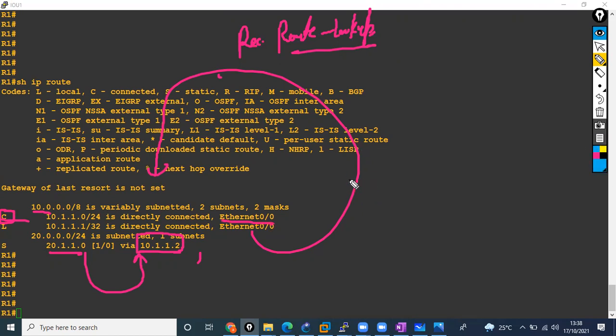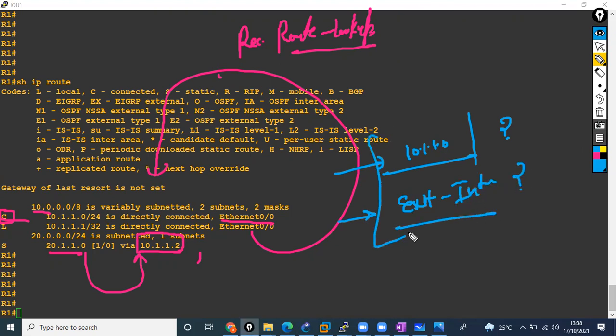So in the second lookup, we got the answer for both things. The question was how to reach the 10.1.1.0 network, whether we have any reachability or not, and the second was where is the exit interface. Both these things were missing in the first lookup. Then in the second lookup, we got to know that yes, there is reachability with the 10 network, and that is directly connected. And reach via E0/0, so you have to take the exit to E0/0 here.